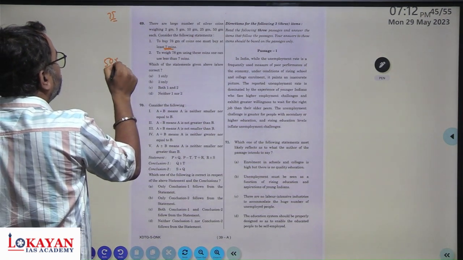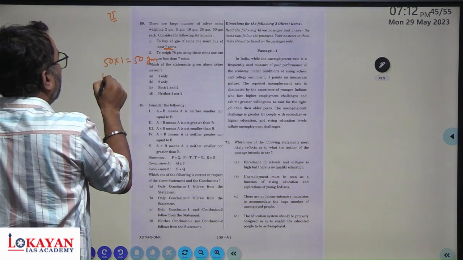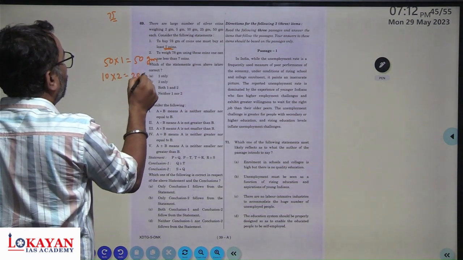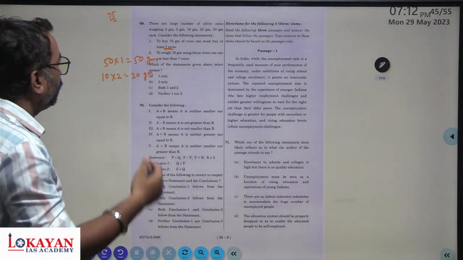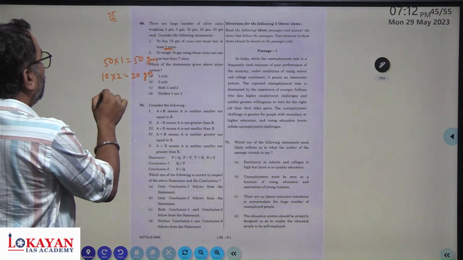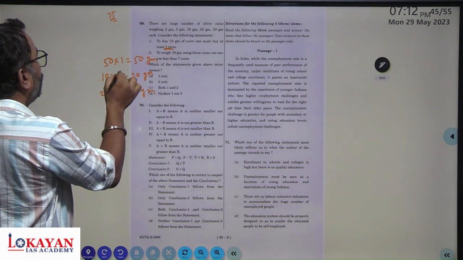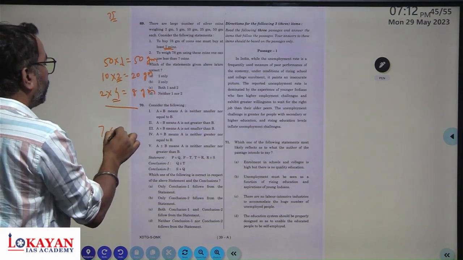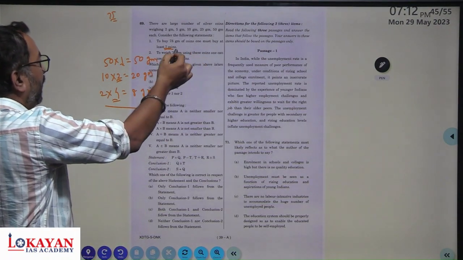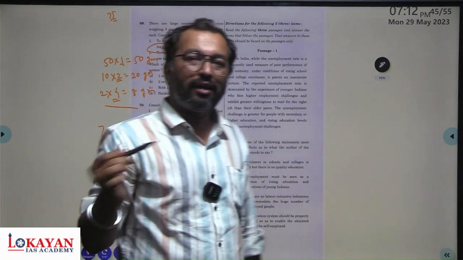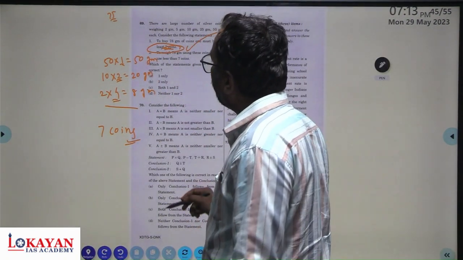50 का एक लिया, 50 ग्राम हो गया. 10 के मैंने 2 लेने चाहिए क्योंकि ये 20 ग्राम हो जाएंगे. 70 ग्राम हो गए. I need 8 more grams. So to get those 8 more grams, मुझे 2 ग्राम के 4 कॉइन्स लेने पड़ेंगे. So 4 plus 2 plus 1 कितने हो गए? 7 coins हो गए. So to buy 78 gram of coins, one must buy at least 7 coins is a correct statement. First statement तो correct हो गया.